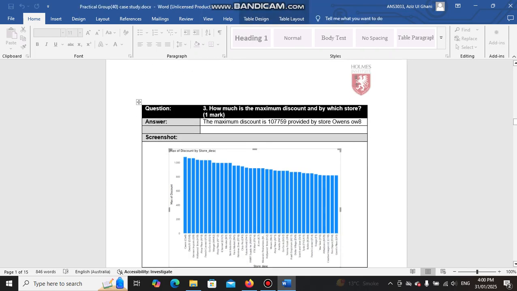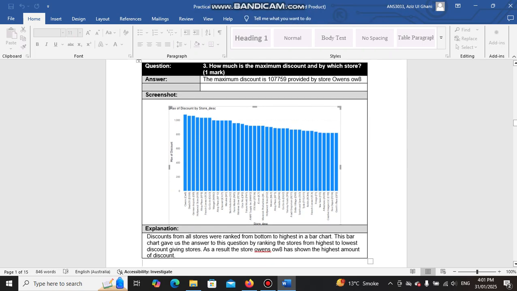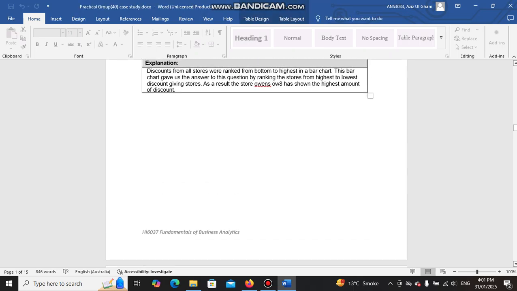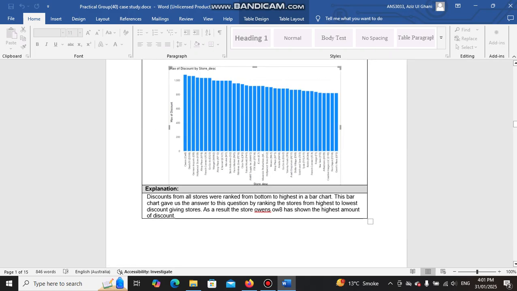Moving on to question 3, we asked how much is the maximum discount and by which store. From the graph we can say that the maximum discount is 107759, provided by the store Owens O8. We can also see that discounts from all stores were ranked from bottom to highest in a bar chart. This bar chart answers the question by ranking the stores from highest to lowest discount giving stores. As a result, the store Owens O8 has shown the highest amount of discount.